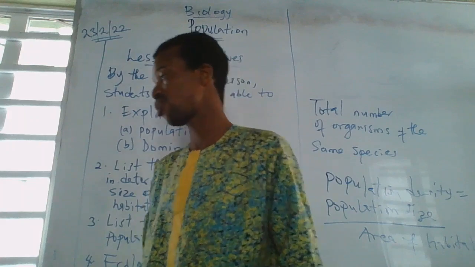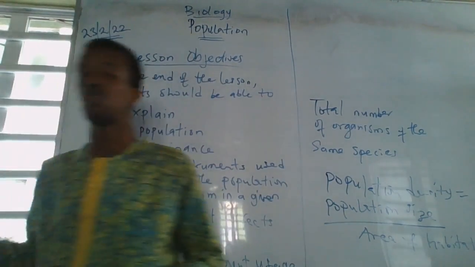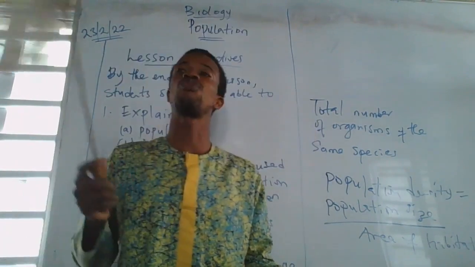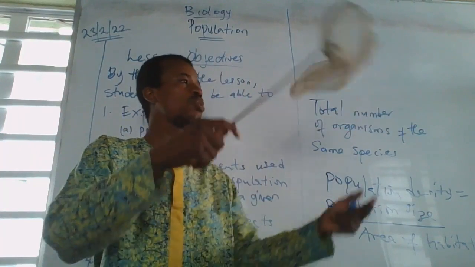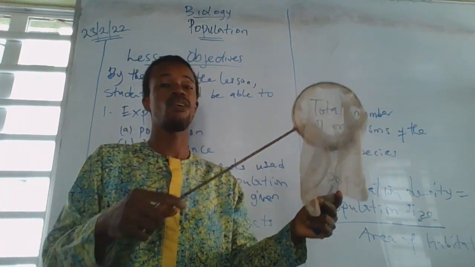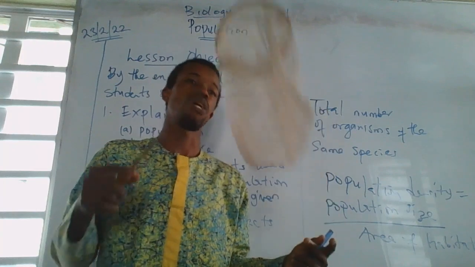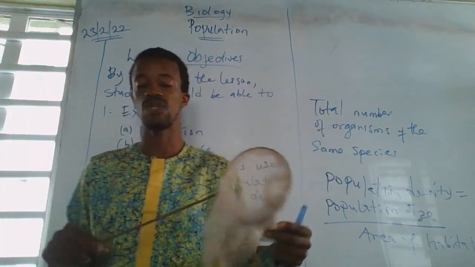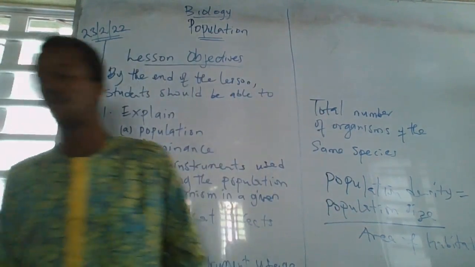I have a sample here. I will show you. This is a sample of a sweep net. By the time you go in, you just go like this. You pick it up, then you roll it. Then you can actually collect the data of whatever you have caught in the net. So that is that about population.